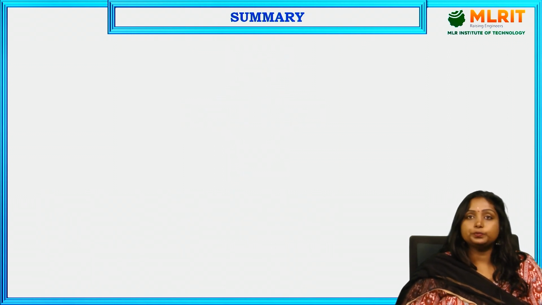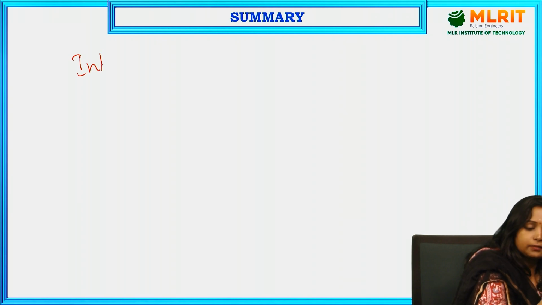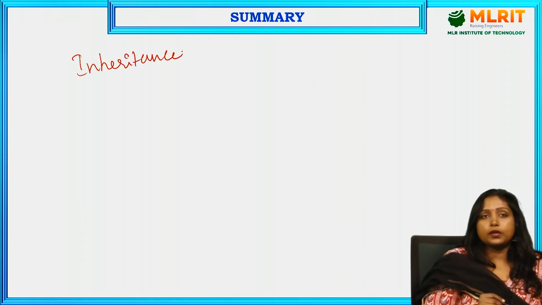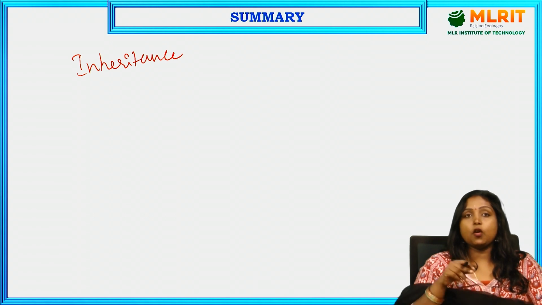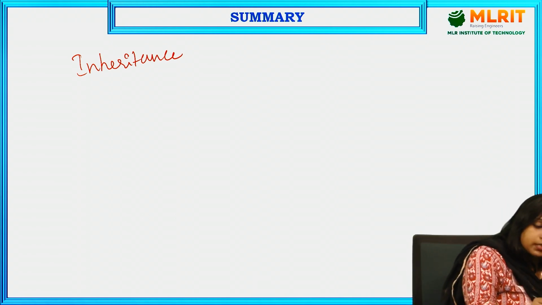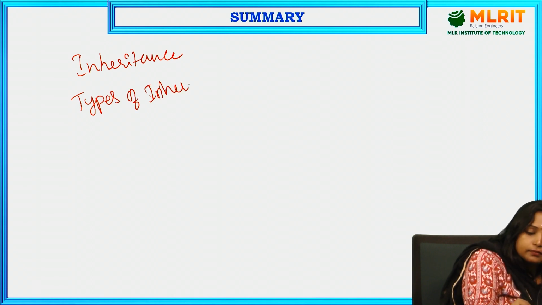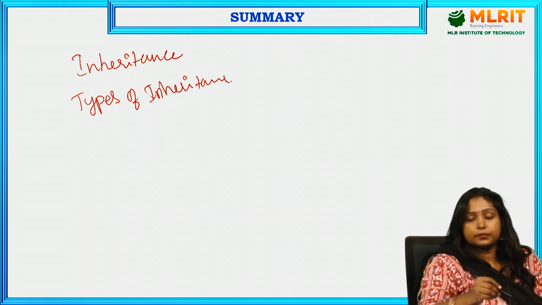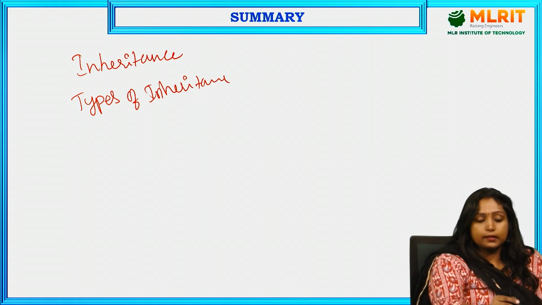Next, coming to what we have learned in this topic. What is inheritance actually? Acquiring the properties from one class to another class is known as inheritance. It is one of the object-oriented programming concepts. And next, we have seen types of inheritance. What are the types of inheritances?